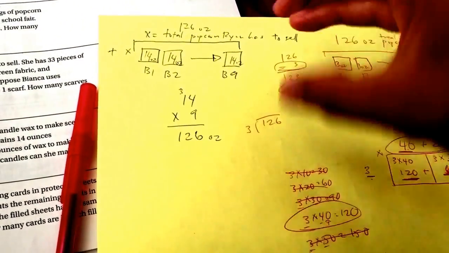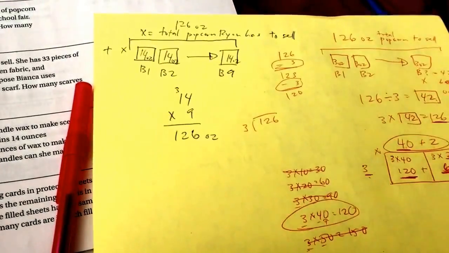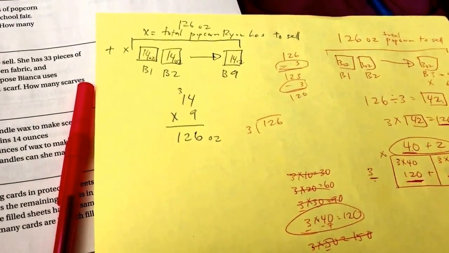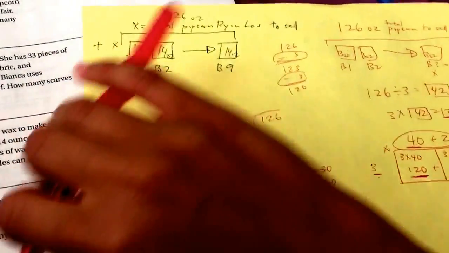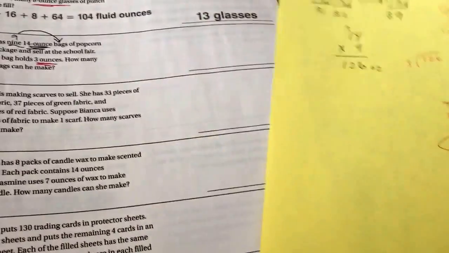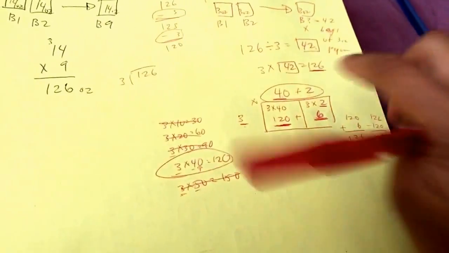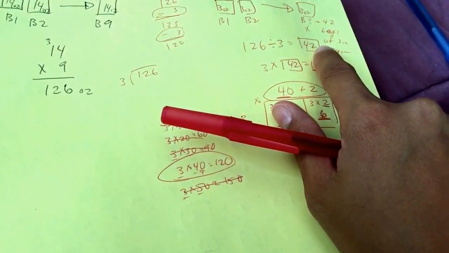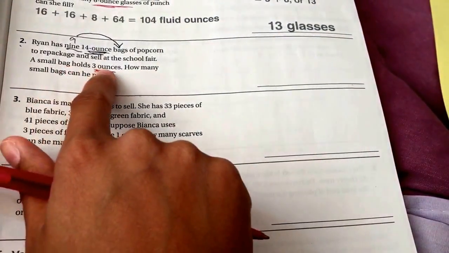Always keep in mind, what are the numbers asking and what would you do? What's your total? What are you looking for? All of that good stuff. Final answer is he could make 42 bags of 3-ounce popcorn. He can make 42 small bags of 3 ounces of popcorn.